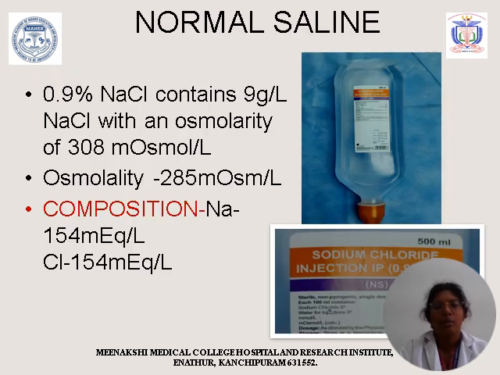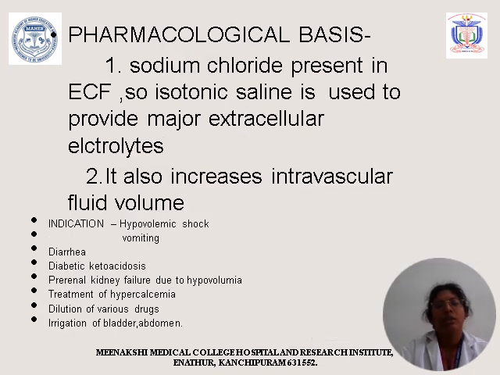And next first will come the normal saline, which is 0.9% NaCl containing 9 gram per liter of NaCl with an osmolarity of 308 milliosmoles per liter, and osmolality will be 285 milliosmoles per liter. Composition will be sodium of 154 milliequivalents per liter and chloride 154 milliequivalents per liter. And next is the pharmacological basis based on sodium chloride present in extracellular fluid.